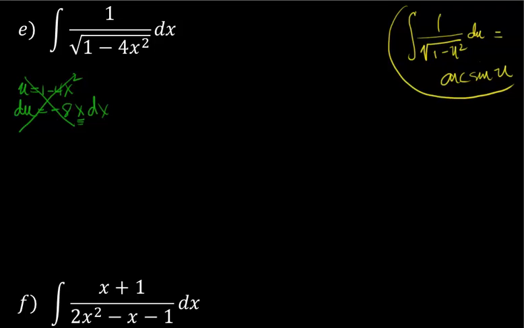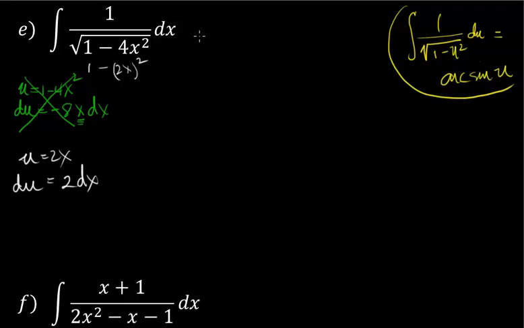So let's try. In that case, this is 1 minus 2x, the quantity squared. So u would be 2x, and du would just be 2 dx. And we can arrange for that. We can multiply by a 2.